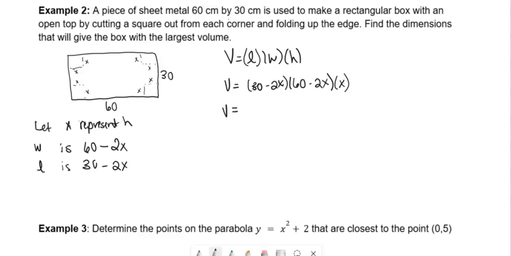I'm going to multiply this out. So I'm going to get 30 times 60 is 1800 times x. 30 times negative 2, 2 times 60, and negative 2 times negative 2. And I multiplied that x in at the same time. Okay, combine my like terms.